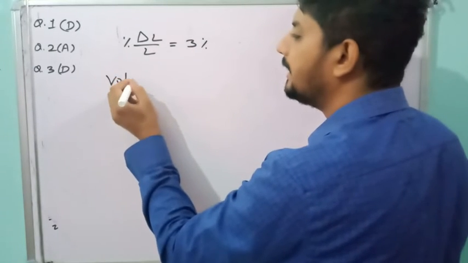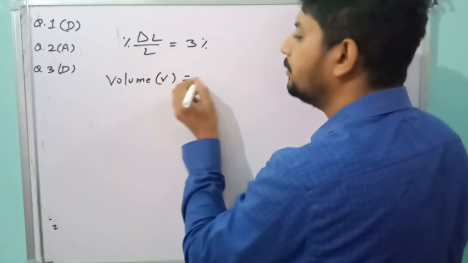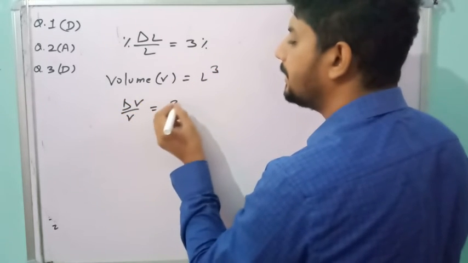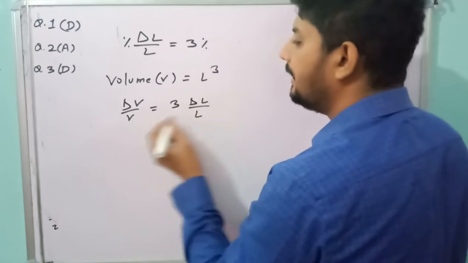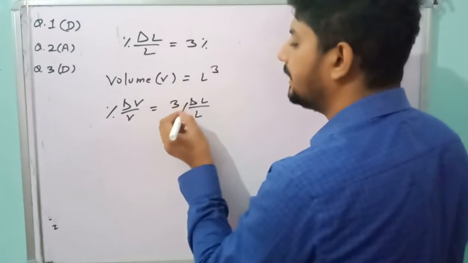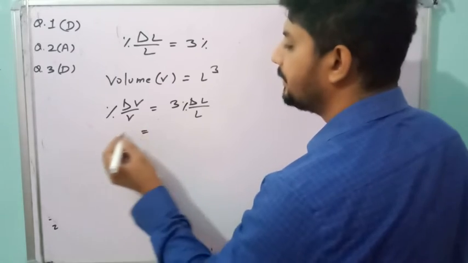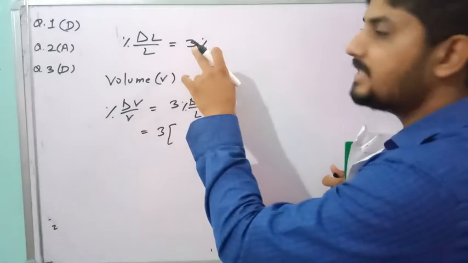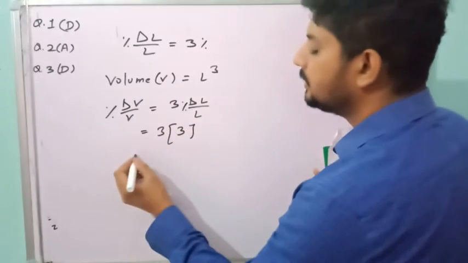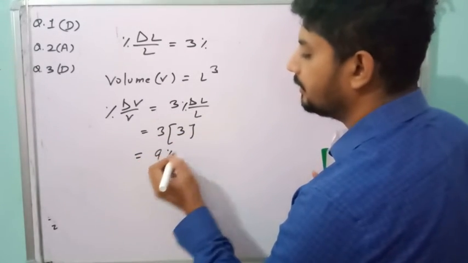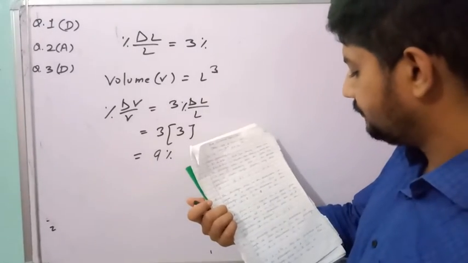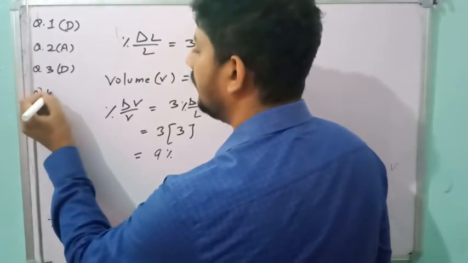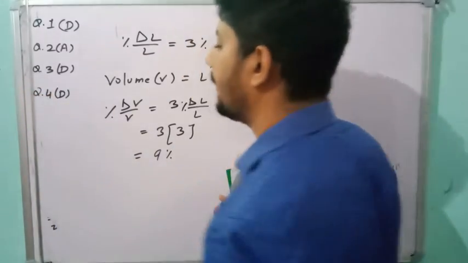So first of all, you know that the formula of volume is L cubed. So you can write that relative error in volume is equal to 3 times relative error in length. And if you multiply both sides by 100, this becomes percentage error. So this is equal to 3 times percentage error in length. Percentage error in length is given as 3%, so 3 into 3 comes out to be 9%. Okay. So your option D is correct. Question number 4, the answer is 9%, which is D.